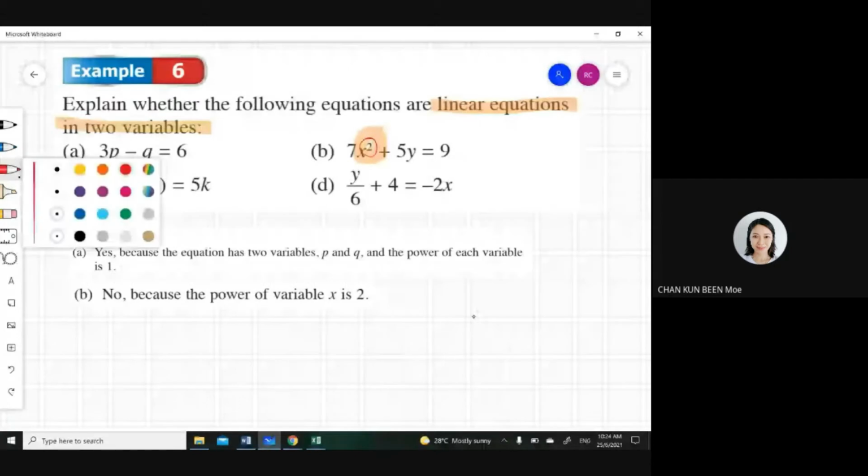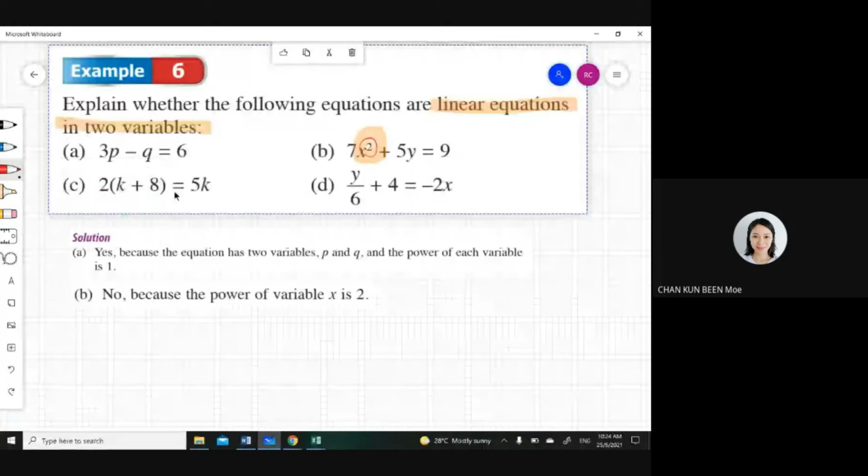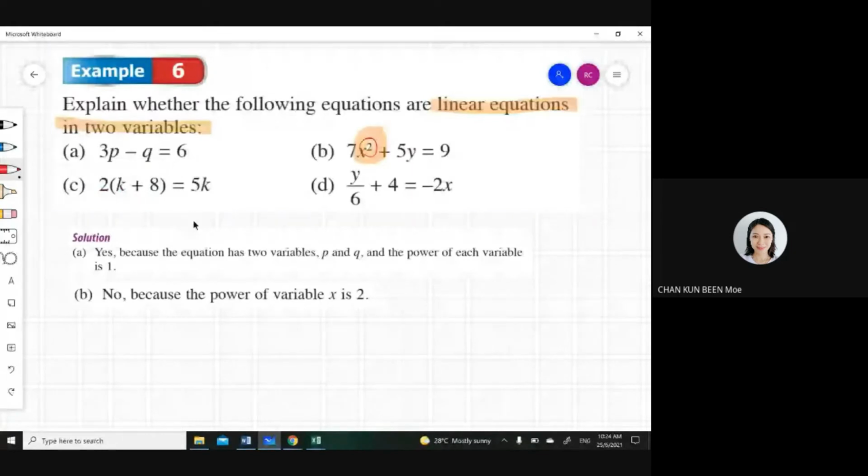C. You look at C here. 2k plus 8 equal to 5k. Is it a linear equation in two variables?